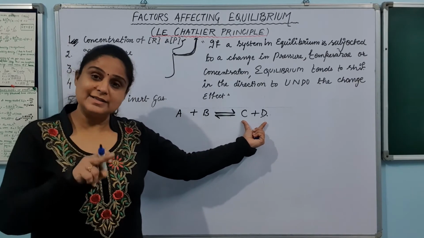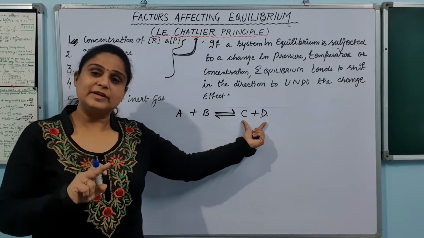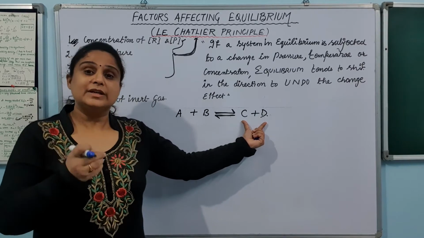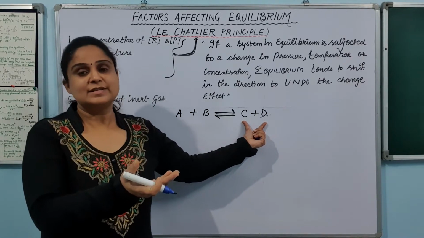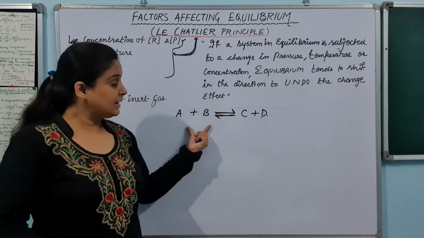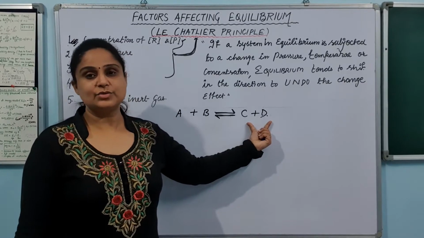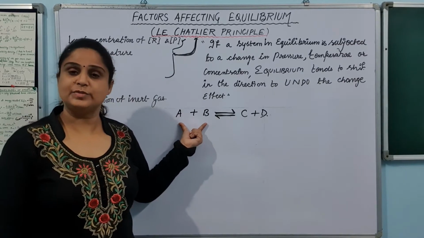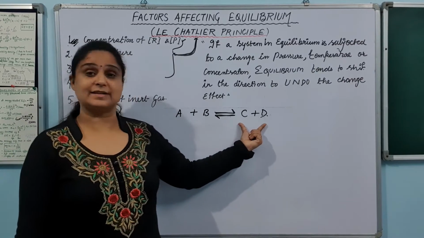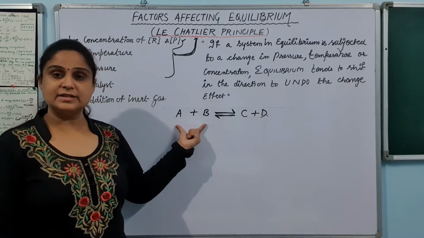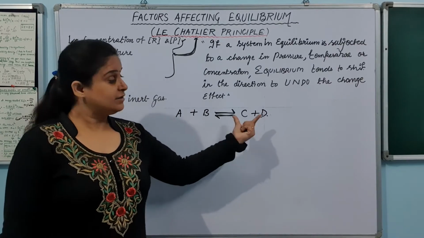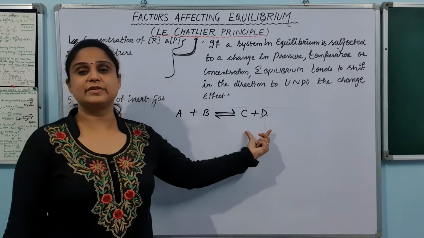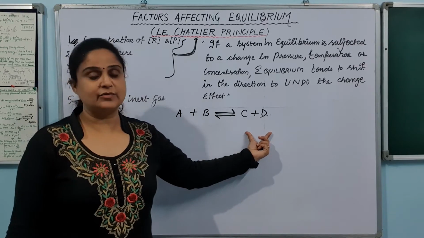So if we are decreasing the concentration, equilibrium will try to increase the concentration of C and D. And how will that happen? A and B will start converting into C and D. So if you don't want to increase the concentration of A and B to make more product, you can decrease the concentration. So either you increase this so that the reaction shifts this way, or decrease this, then also the reaction will be shifted to the forward direction.